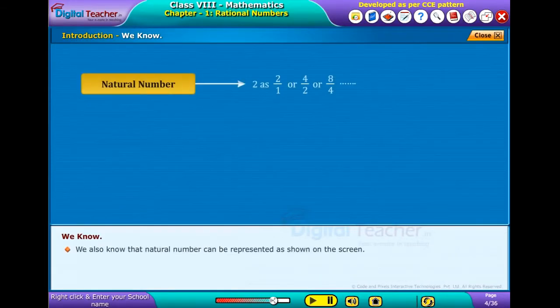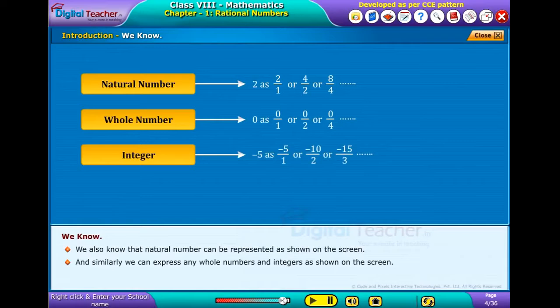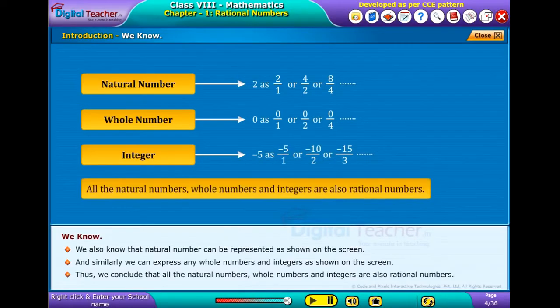We also know that natural number can be represented as shown on the screen. And similarly, we can express any whole numbers and integers as shown on the screen. Thus, we conclude that all the natural numbers, whole numbers and integers are also rational numbers.